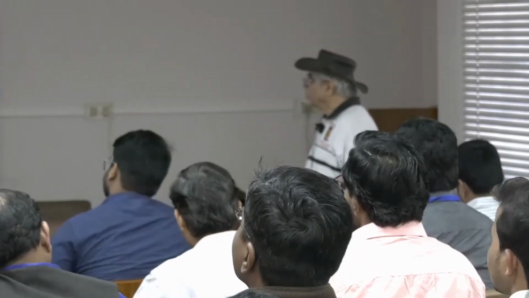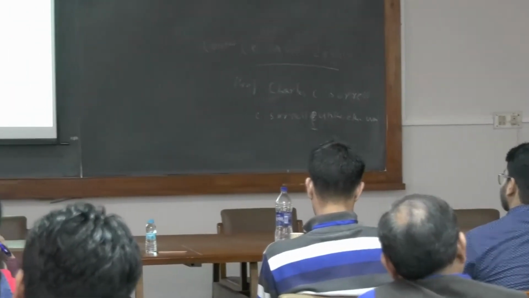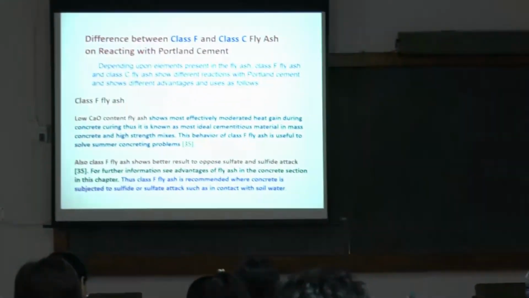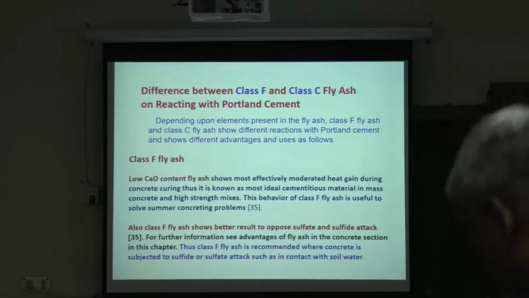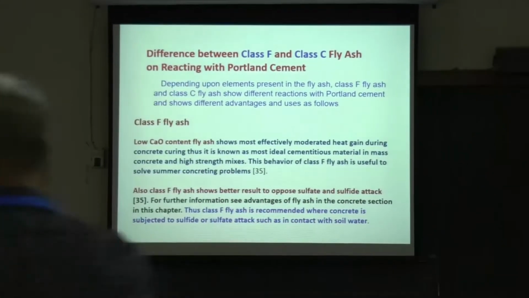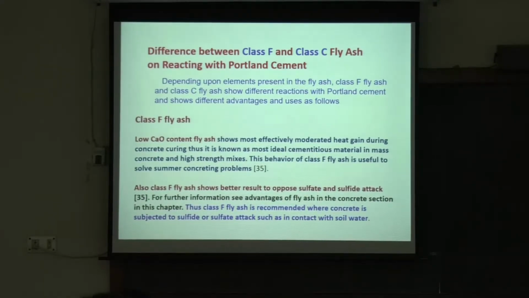Also, class F fly ash shows better results to oppose sulfate and sulfide attack. So this class F fly ash is recommended where concrete is subjected to sulfide or sulfate attack, such as in contact with soil or water. So often when there are soils and there is water, the water composition in the soil is different in different places.